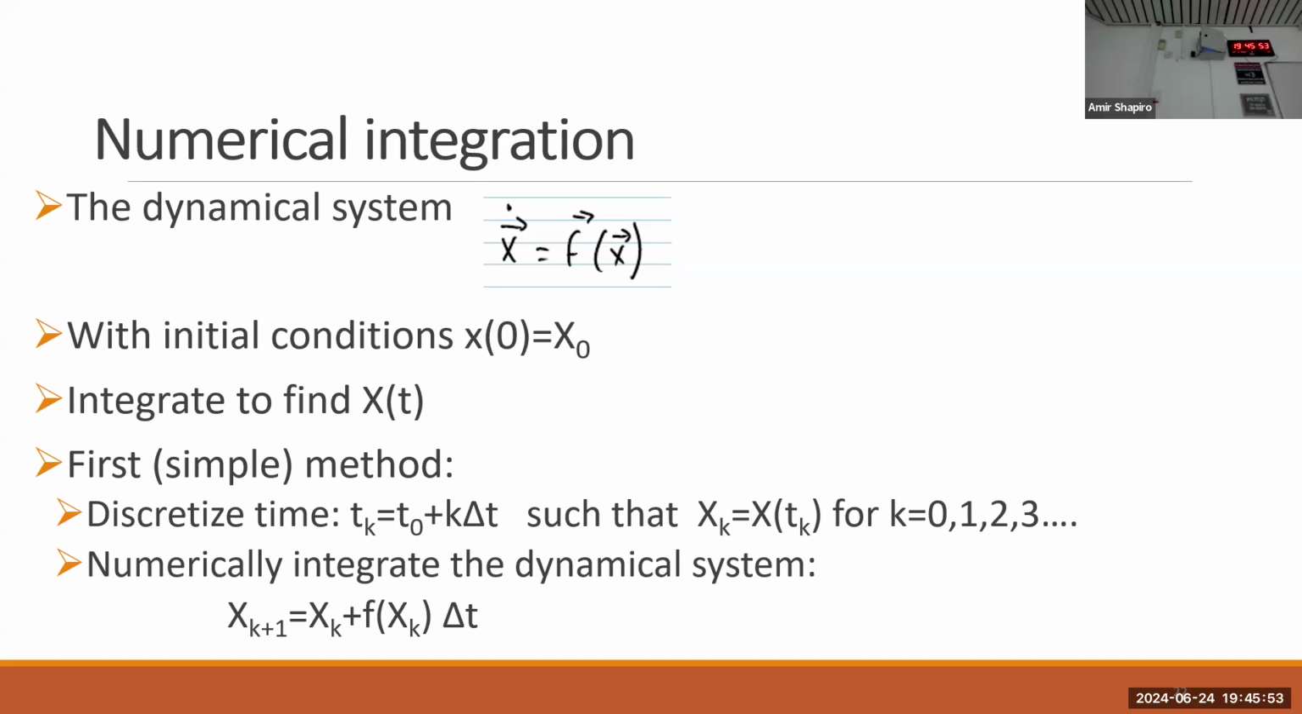And numerical integration is simply x_{k+1} equals x_k plus f of x, which is x dot, times delta t. You can see that from the definition of derivative: x_{k+1} minus x_k divided by delta t is x dot, and x dot is f of x_k. This is a very simple way of integrating a dynamical system. It is called the Newton-Raphson method, and it's a first order approximation of the integral. It's not very accurate, but it works. It works better if the delta t is very small.